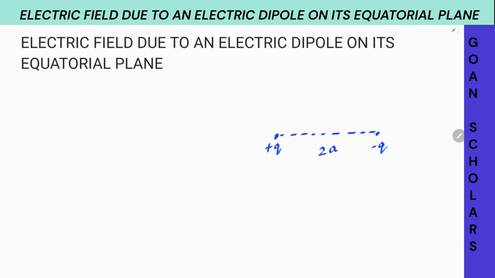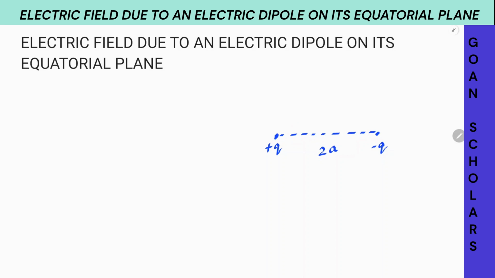Okay, why are we taking 2a here instead of a or r or l? Simply because when you take the distance from the midpoint, instead of getting an unusual a by 2, we will get a and a. So this is the gap between plus q and minus q, and this is a perfect electric dipole.